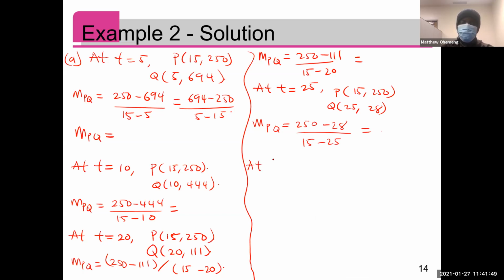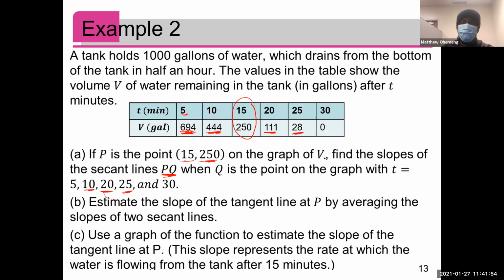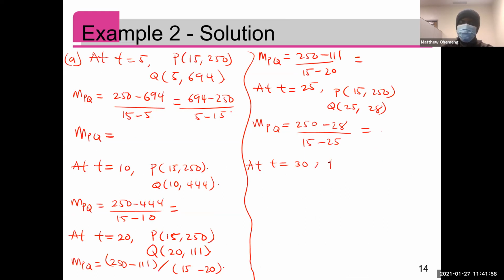And then the last point is when t equal to 30. For that one, the volume at that time is 0, so there's nothing in there. So you have P, 15, 250, and Q, 30, 0. You can compute the slope of the secant line as rise over run: 250 minus 0 over 15 minus 30. And you can get this too.